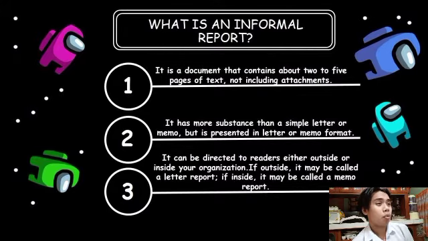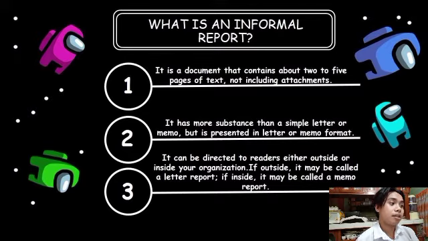So, first of all, what is an informal report? An informal report is a document that contains about 2 to 5 pages of text, not including attachments. It has more substance than a simple letter or memo, but it is presented in letter or memo format. Lastly, it can be directed to readers either outside or inside your organization. If it is outside, it is called a letter report. But if it is from inside, it is called a memo report.